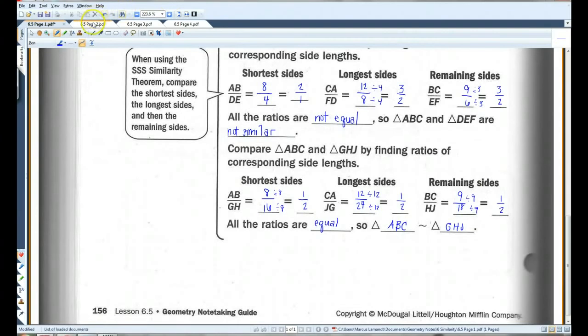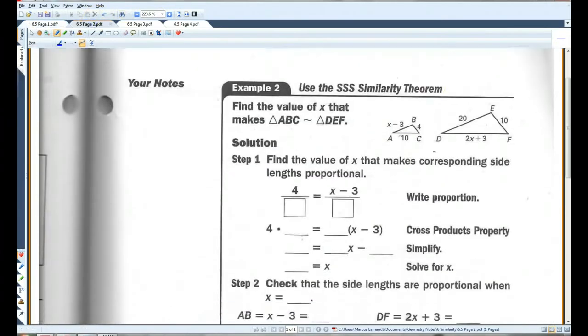Alright, let's go on to page 2. Find the value of x that makes triangle ABC similar to triangle DEF. Okay, first thing, we need to find the value of x that makes the corresponding side lengths proportional. 4 corresponds with 10. X minus 3 corresponds with 20. So now we can cross multiply. 4 times 20 equals 10 times x minus 3. I have to distribute the 10. 4 times 20 is 80. I have 10x minus 30.